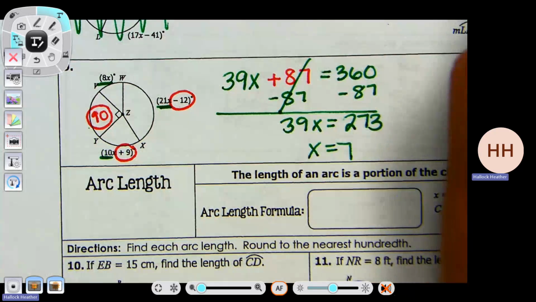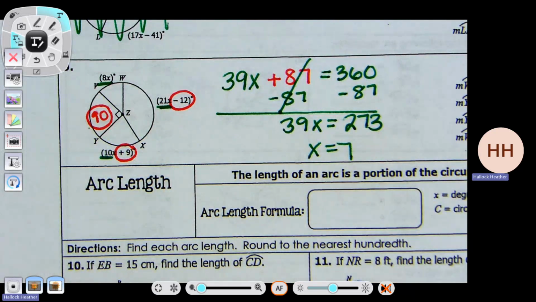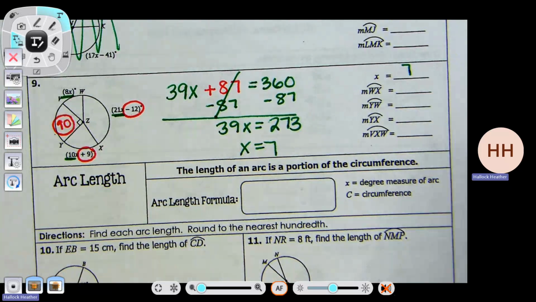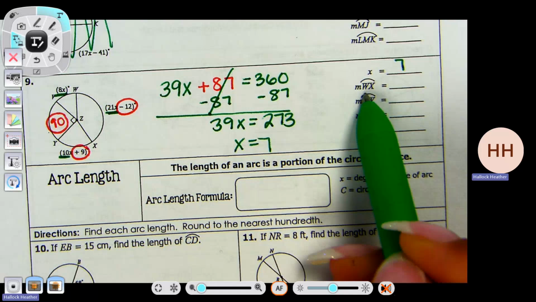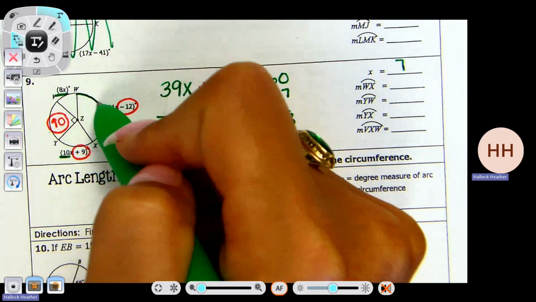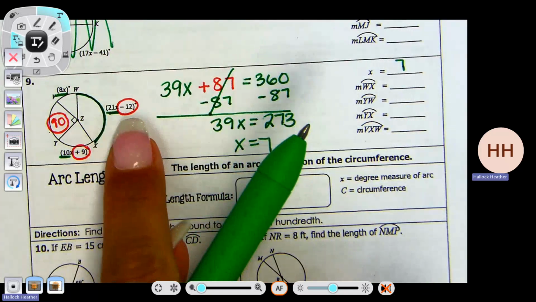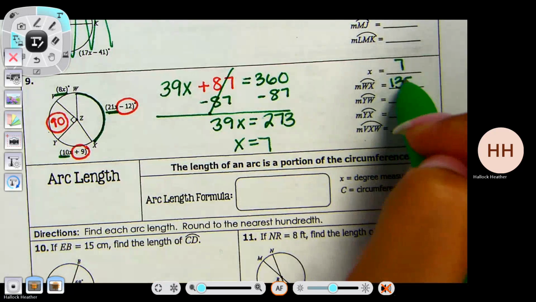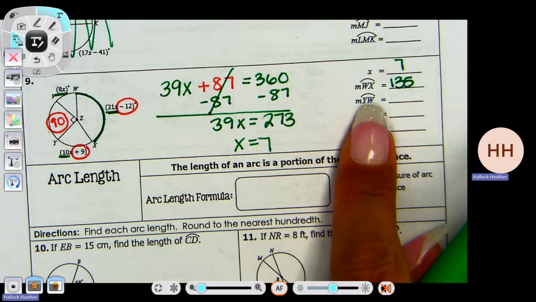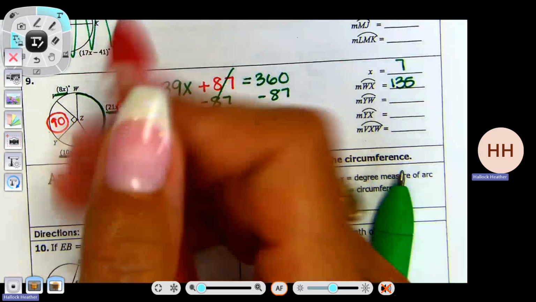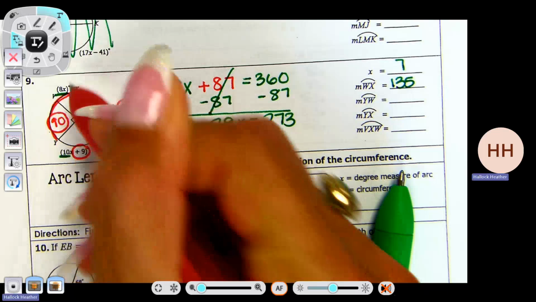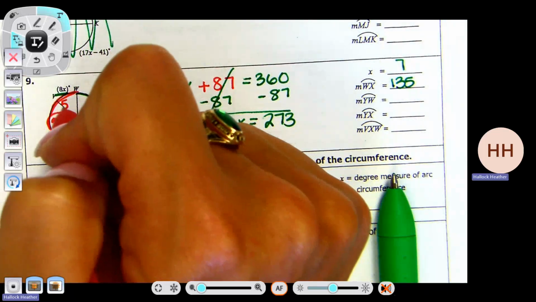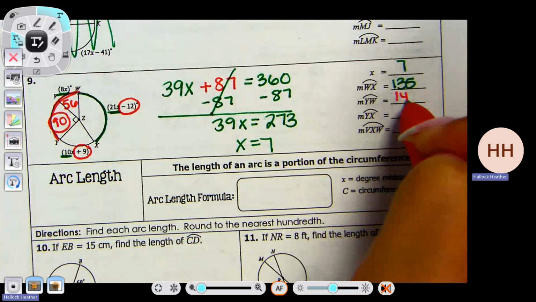Okay, so if X is 7, I have to find WX. So if I plug this back in, X is 7, 21 times 7 minus 12 gives me how much? 135. If I need to find Y to W, Y to W is this whole piece. I already know this is 90. If I do 8 times 7, how much is that? 56. So if I add them together, 146.